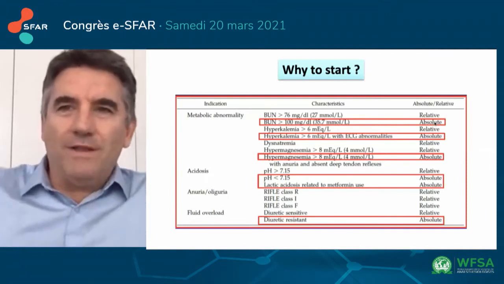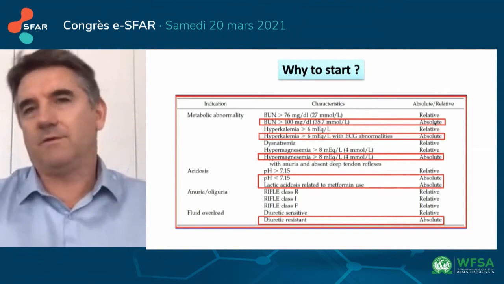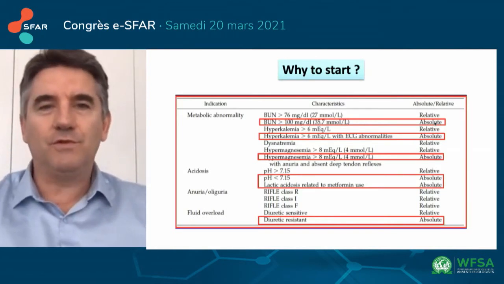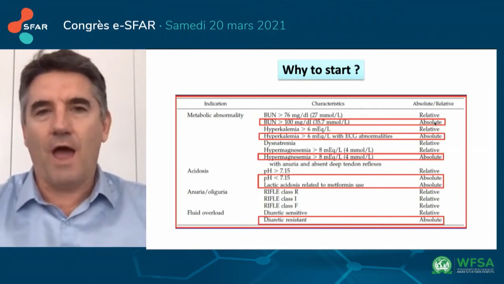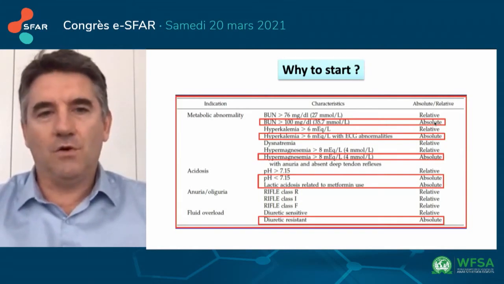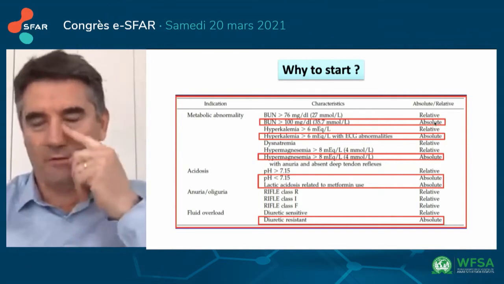And more than when to start, I think the real question is why to start renal replacement therapy. We have some absolute indications to start renal replacement therapy. You can see there a high level of urea, hyperkalemia, hypermagnesemia, acidosis, lactic acidosis with metformin or metabolic acidosis, and also fluid overload with diuretic-resistant fluid overload.